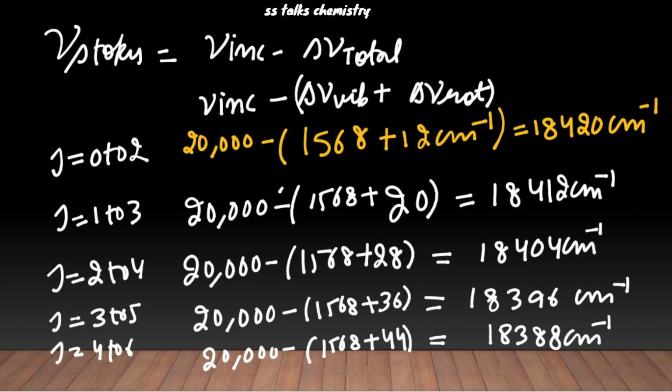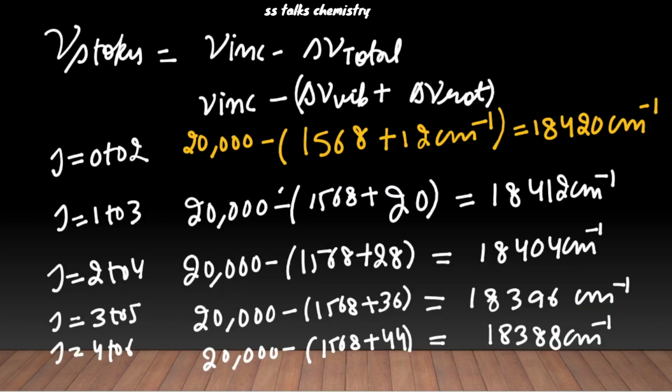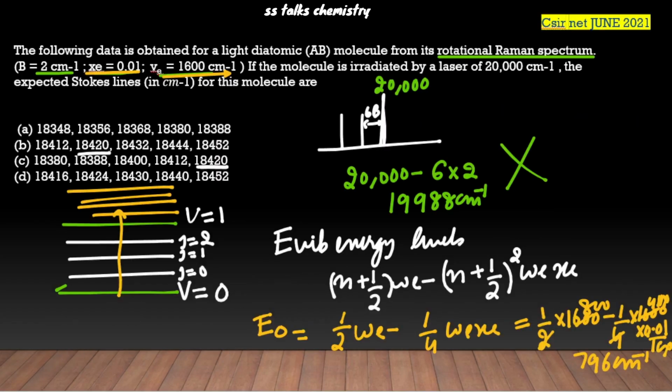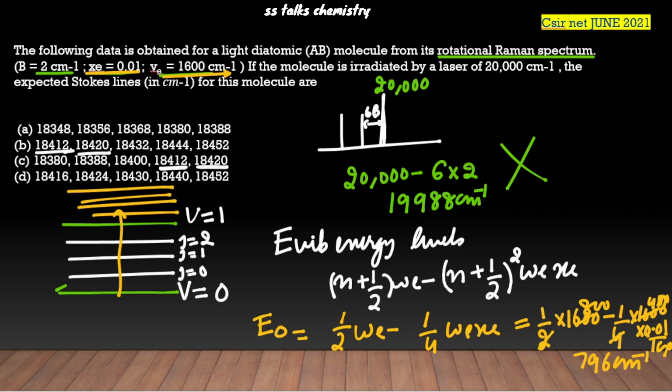Now let's match these values. First is 18420. The value 18420 I am having in this, and 18420 in this also. Right. The next Stokes line is at 18412. 18412 again in this, and again in this also I am getting. Next it is at 18404. So 18400, close to that only. So this value you are having, right?